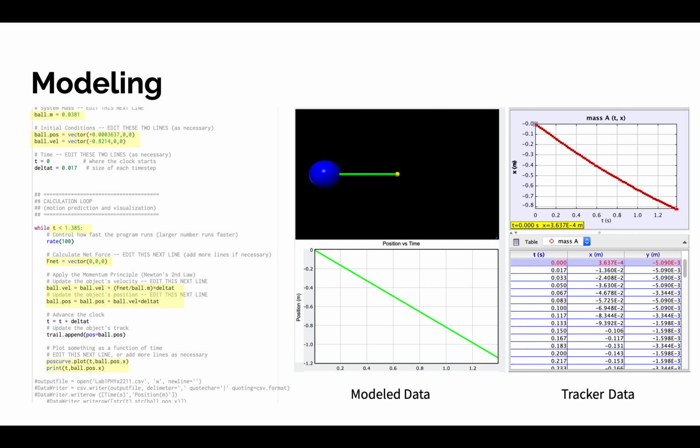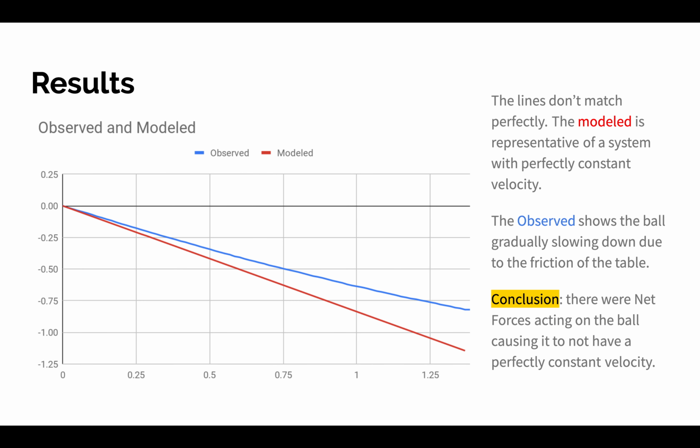The model data is represented on the left with a constant velocity, and the graph and data from the Tracker simulation is on the right. I then extracted the data from both of these programs to compare both lines in one graph. Using Google Sheets, I compiled this data into an observed and modeled comparison chart.